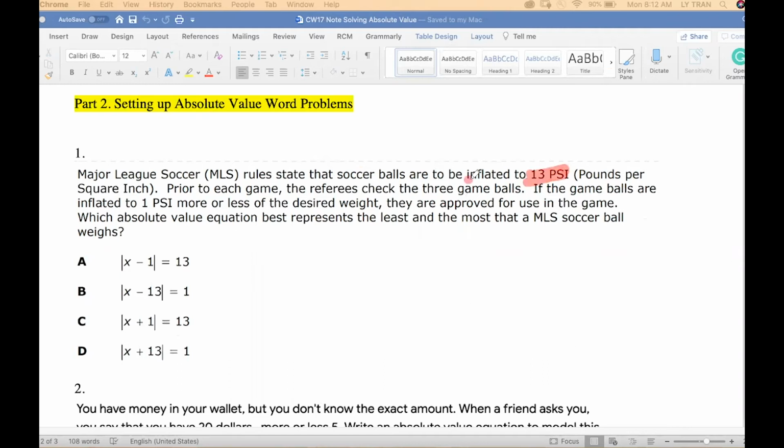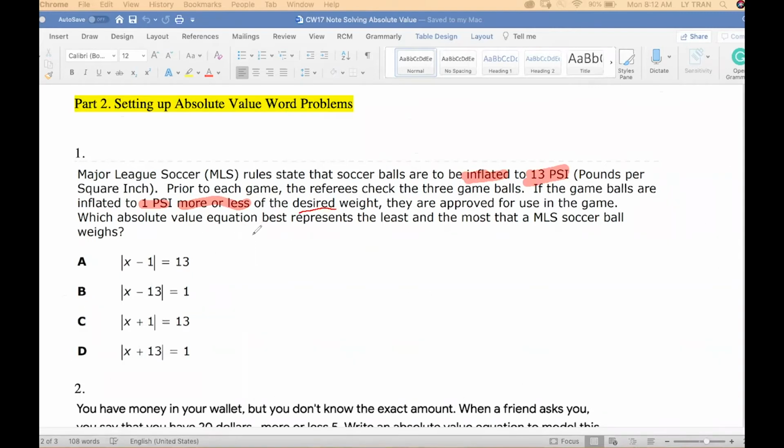So they are inflated to this, right? Before the game, the referee checks the 3 game balls. So they're going to check some balls. And if the game balls are inflated 1 psi, ooh, the keywords are more or less, look. So I can go 1 more or I can go 1 less of the design weight. What is the design weight that they want? We already see 13, right? So here we go. Then they are approved to use in the game.